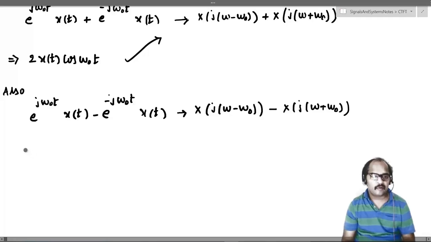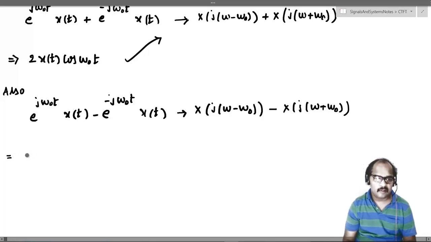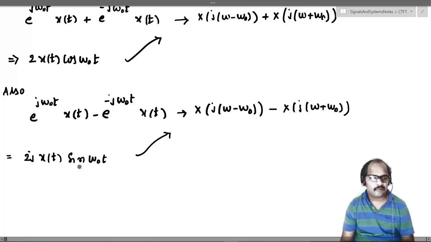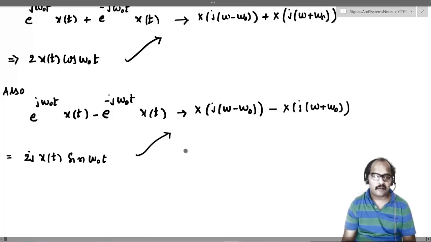But if you look at the left hand side, what is this equal to? This is equal to 2j x of t multiplied with sine omega naught t. So this fellow will have this as the Fourier transform. If you want to do some algebra, you can send j this side, or you multiply throughout with minus j, correct? So if you multiply left hand side and right hand side with minus j, what will happen here? j will come out, so I'll write down that. So this implies 2x of t sine omega naught t, correct? So this fellow will have what as Fourier transform?